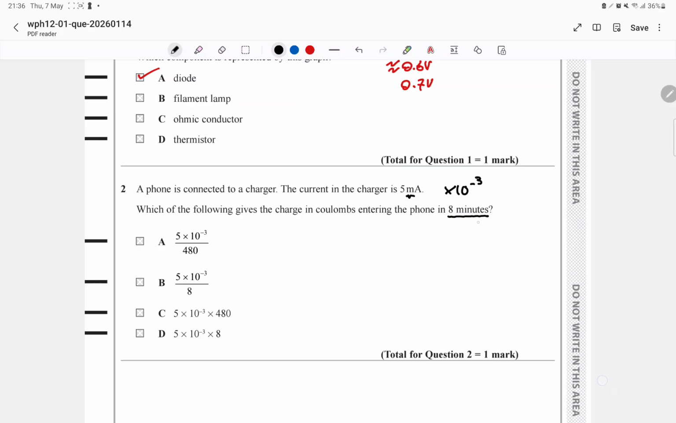Now again, we're going to do the same thing here. 8 minutes meaning 8 times 60 seconds, because you always use seconds in all of the equations. So the equation for charge is current times time. Really simple question. So 5 times 10 to the minus 3 multiplied by the time, which is 8 times 60, and you can see what matches this is C.